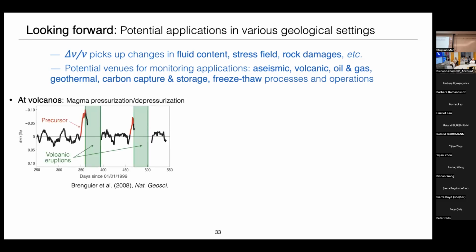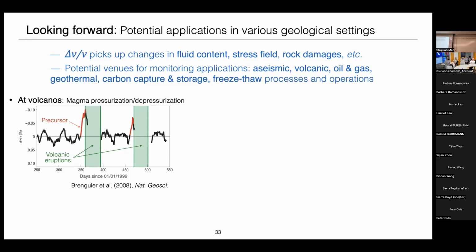One example is this famous study by Brenguier et al., where they analyzed the delta V over V at Piton de la Fournaise volcano at La Réunion Island. So they measured the temporal changes of delta V over V and observed these red parts, the precursory signals prior to the volcanic eruptions. Those signals are due to the pre-eruptive pressurization in the magma chamber. So those types of delta V over V precursors can be used to forecast volcanic eruptions.